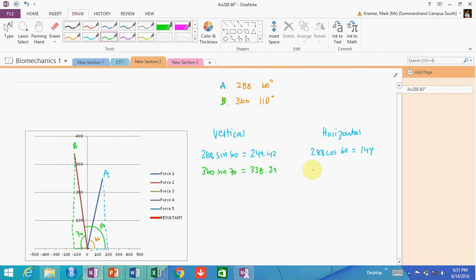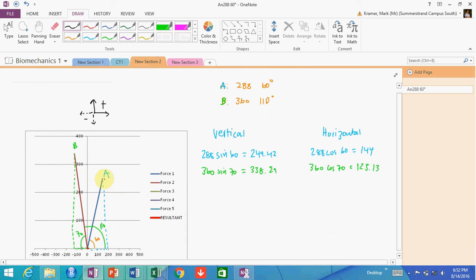338.29, and this is 360 times the cosine of 70, which is equal to 123.13. But there's something that we have to check, right? Our convention, as per usual, is anything acting up and to the right is given a positive value, therefore anything acting to the left and down is given a negative value, right?